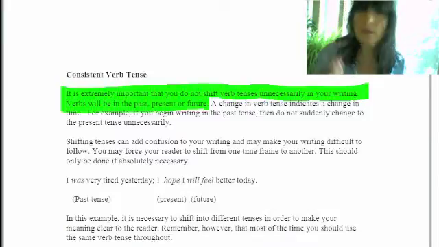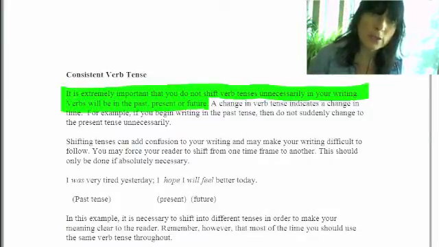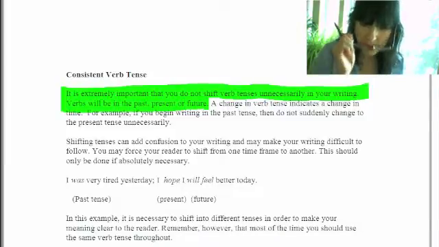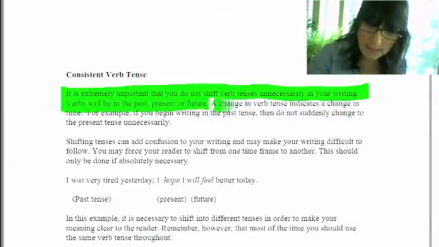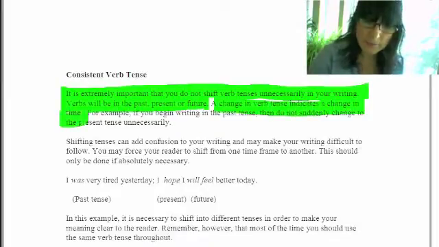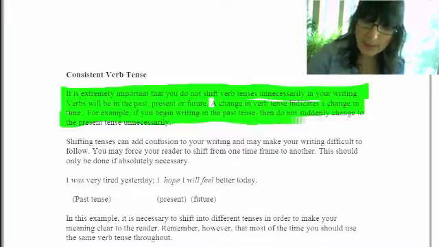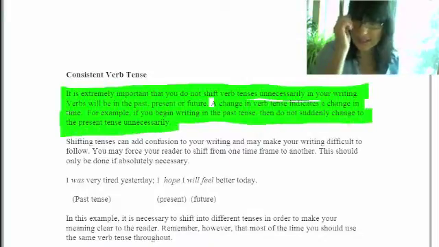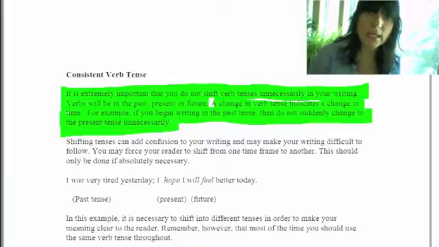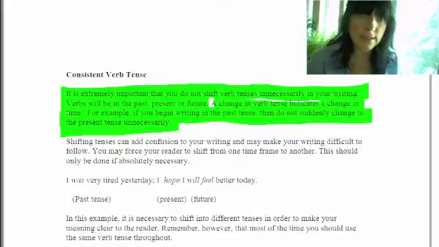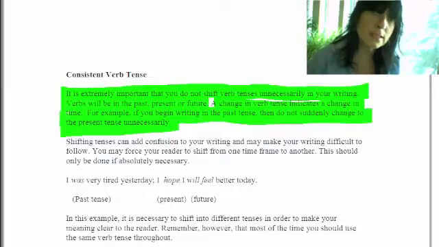Now, if you're uncertain how to pick out verbs, then you will need to review my video on verbs and how to select verbs. A change in verb tense indicates a change in time. For example, if you begin writing in the past tense, then don't suddenly change to the present tense unnecessarily. So in most of your writing, if you begin in the present tense, you should stay in the present tense. The odd time you might have to change that. And specifically within a sentence, you don't want to be shifting tenses unnecessarily.